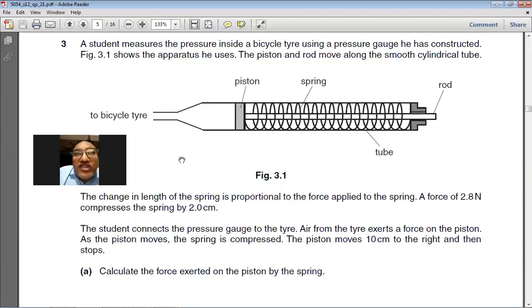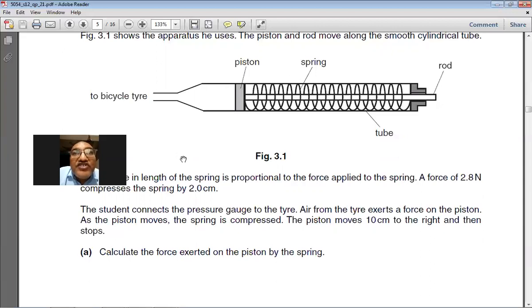The change in the length of the spring is proportional to the force applied to the spring. A force of 2.8 Newton compresses the spring by 2 centimeters. The student connects the pressure gauge to the tire. Air from the tire exerts a force on the piston. As the piston moves, the spring is compressed. The piston moves 10 centimeters to the right and then stops. Calculate the force exerted on the piston by the spring.